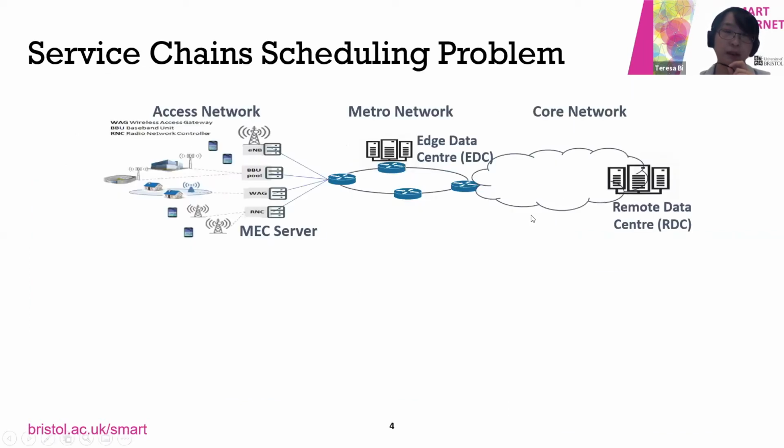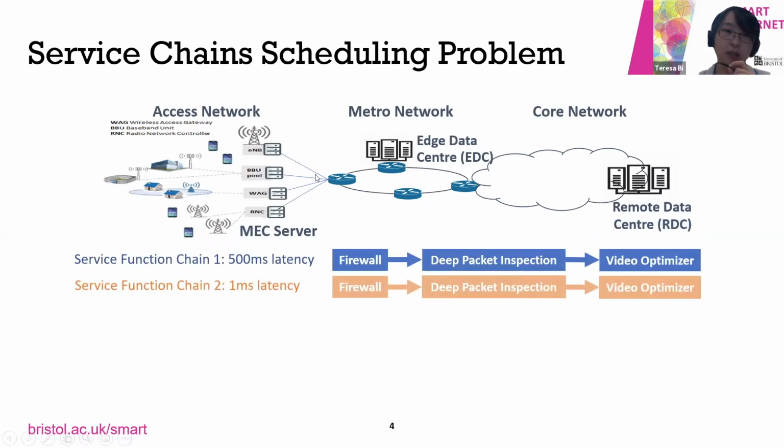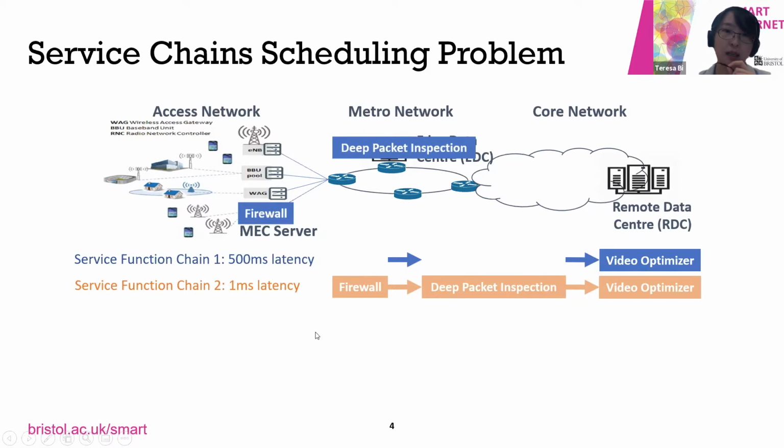This is a simplified network topology, including the access network, metro network, and core network. The MEC servers, edge data centers, and remote data centers are holding different amounts of computing resources. Network services can be represented by service function chains with different end-to-end latency requirements, and we need to find the proper place to process these virtual network functions and the time slot. The problem can be defined as the service function chain scheduling problem.